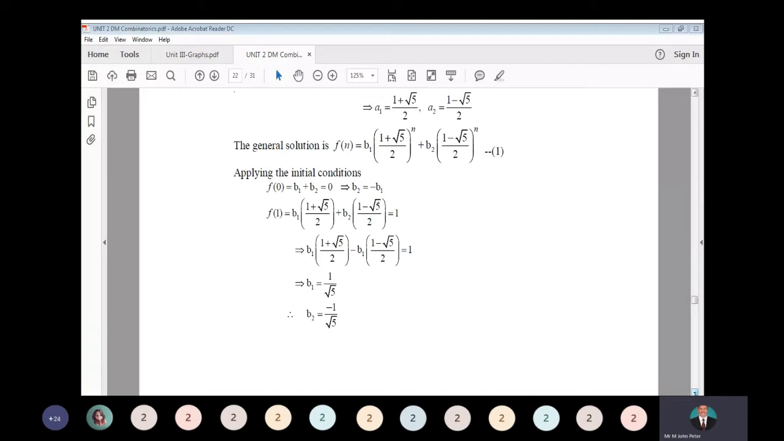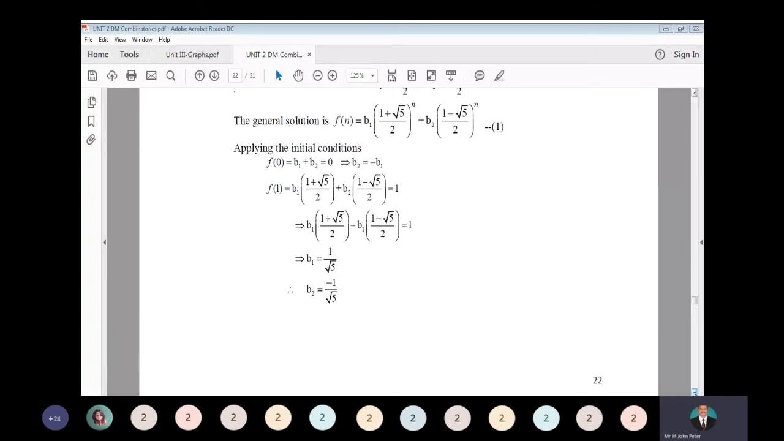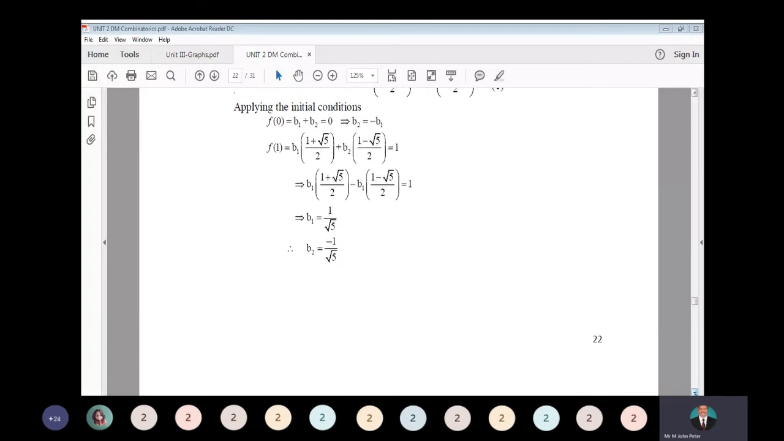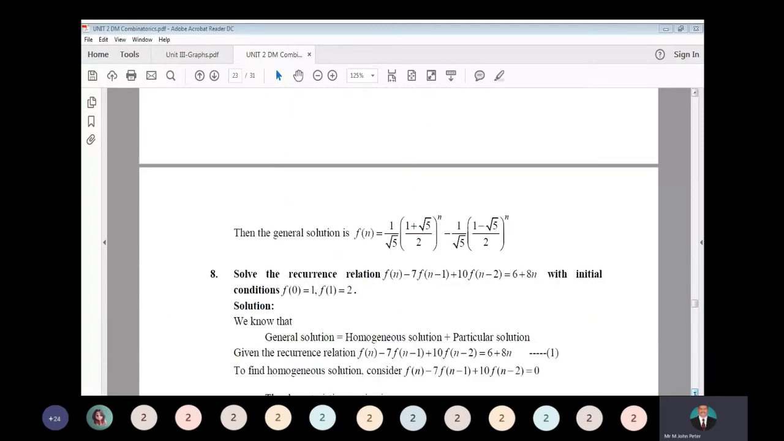You can take the whole divided by 2 and cross multiply, otherwise break the fractions and simplify, you will get b1 equal to 1 by root 5 and b2 equal to minus 1 by root 5. So the general solution, with the unknown values identified, is f of n equal to 1 by root 5 into 1 plus root 5 by 2 whole power n minus 1 by root 5 into 1 minus root 5 by 2 power n.